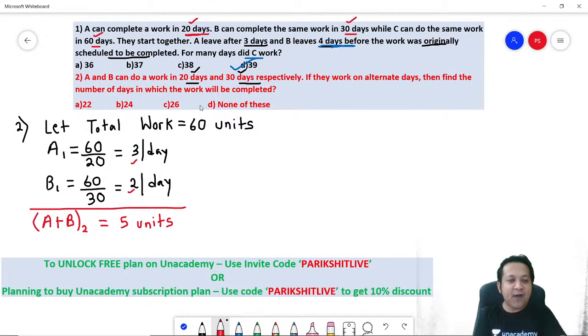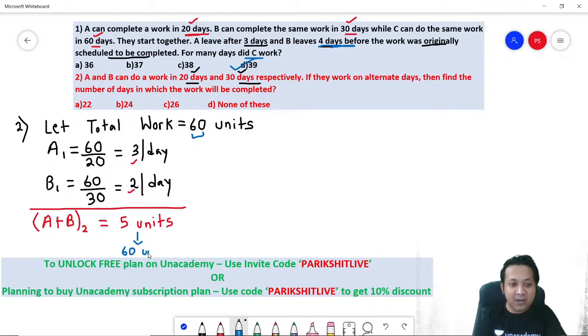The question is asking, find the number of days in which the work will be completed. So think about it. How much is the total work? Total work is 60 units. Every 2 days, 5 units are getting completed. So you need to make sure that this 5 is becoming 60 units.